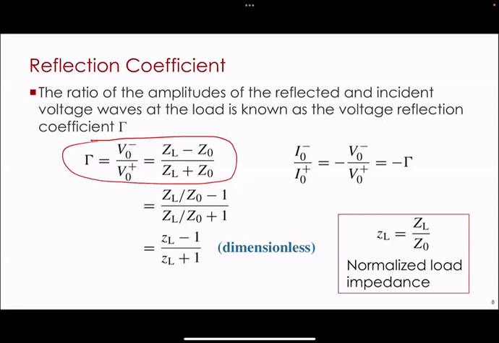And then you could define this thing as the little guy, little zL. We're going to do that later, but I wouldn't worry about that too much for right now. It's called the normalized load impedance when you divide the load impedance by the characteristic impedance. When we hit Smith charts, we're going to do that. For now, I recommend that you just think about it in terms of this. They're all equivalent, okay? It doesn't really matter, but I think it's easier to use that one.